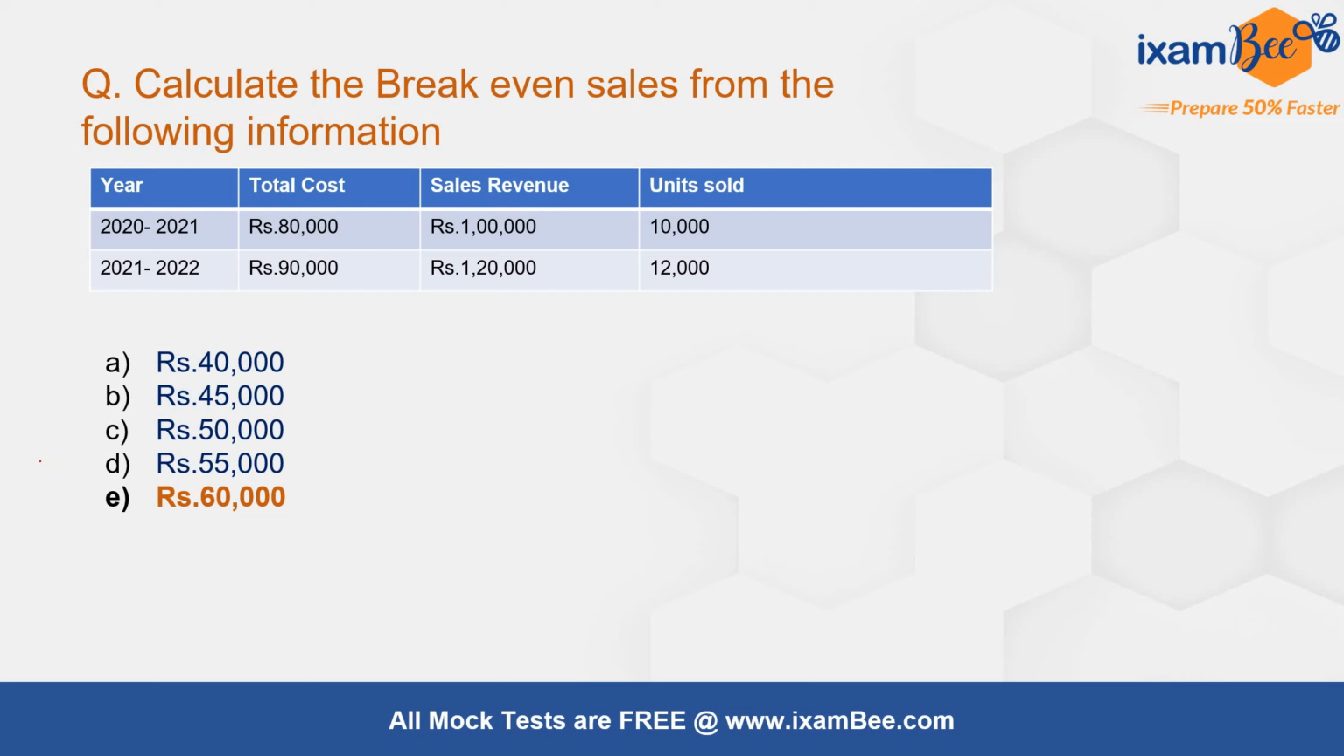If you had to calculate your break-even in unit terms, we know that 10,000 units have led to a revenue of 1 lakh. Therefore, my sales price is 10 rupees and my break-even sales in unit terms would have been 6,000 units. Okay, I have been able to calculate my fixed cost and my break-even sales. I can also calculate my contribution because I know my sales price and my PV ratio. I can always calculate the contribution in rupee terms.